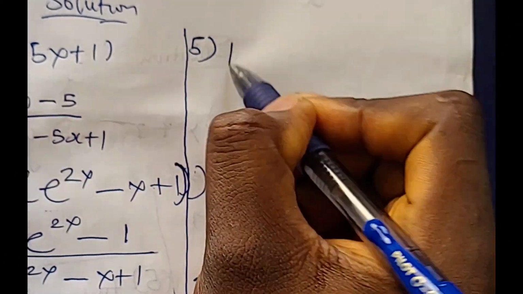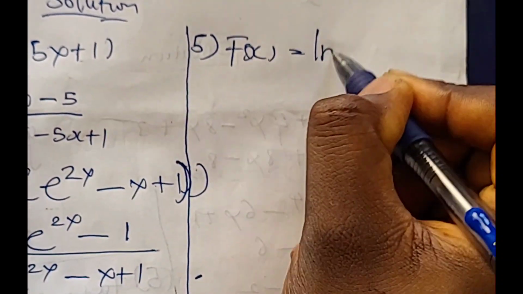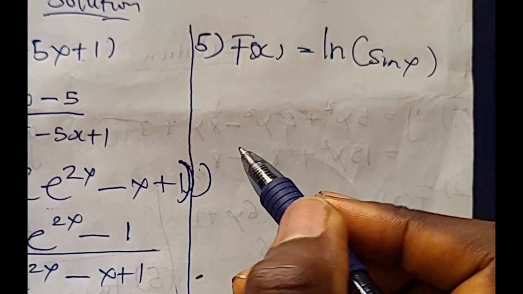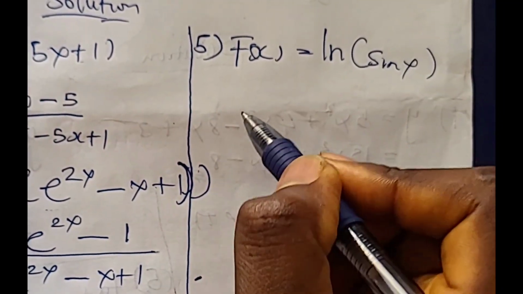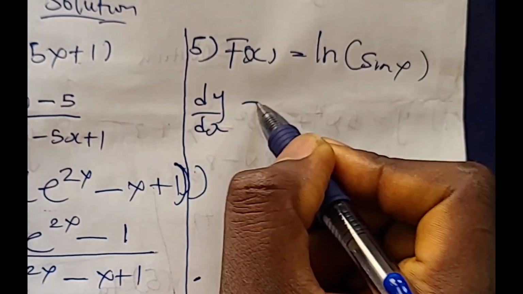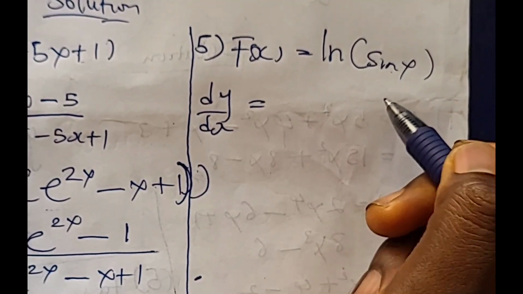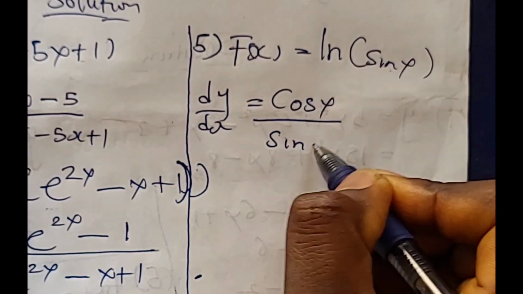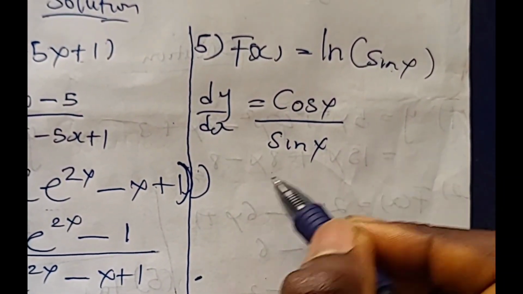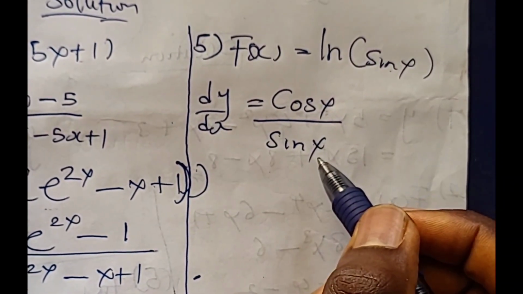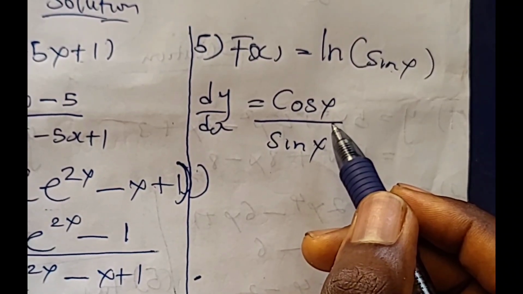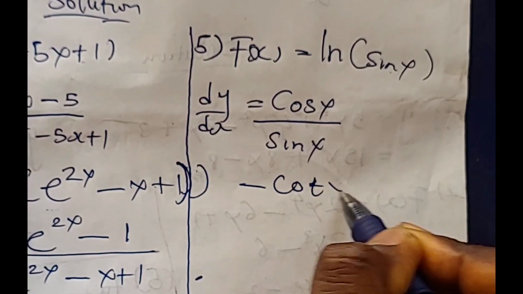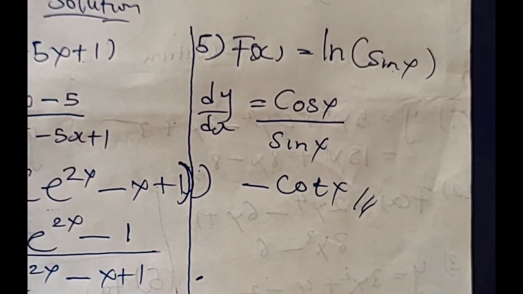Number 5 says f of x is equal to ln(sine x). This one involves trigonometric functions, so you have to pay close attention. The dy/dx is still the same rule. When you differentiate sine x, it will give you cos x, then you divide it by sine x, right? In trigonometric rules, when cos x is divided by sine x, it gives you cot x. So this is the answer.